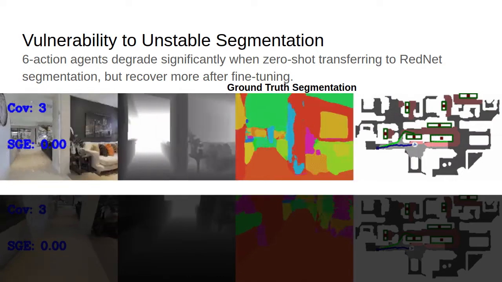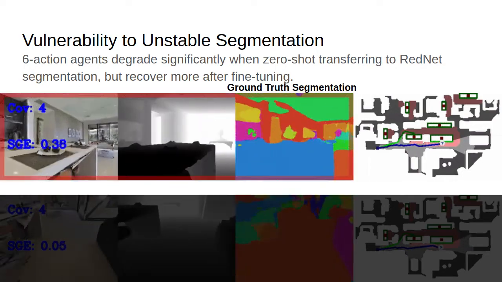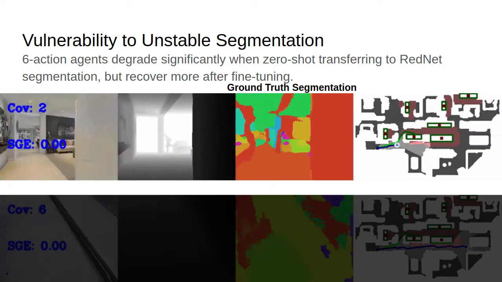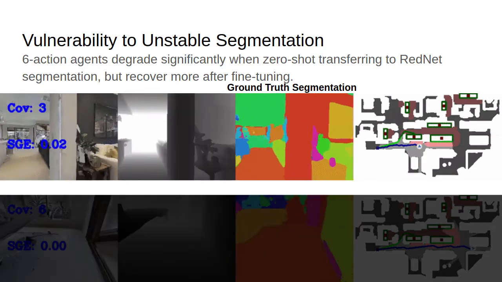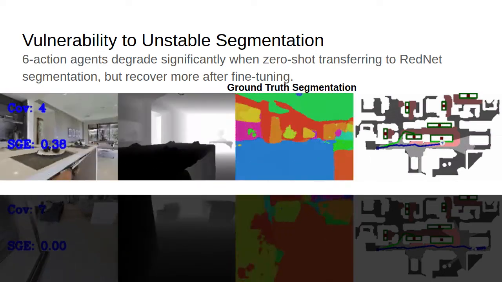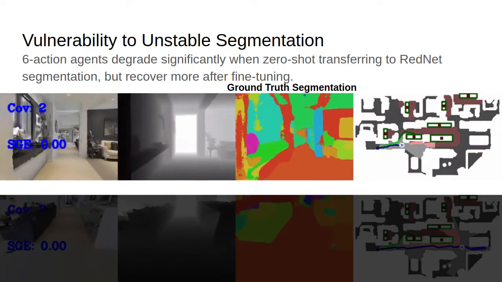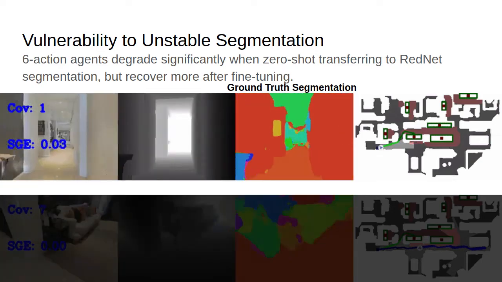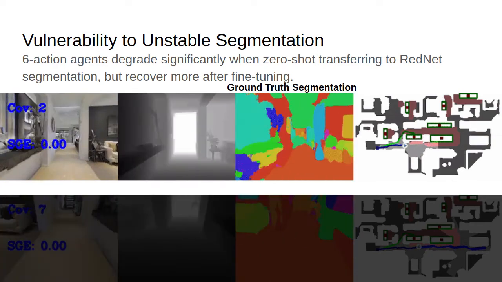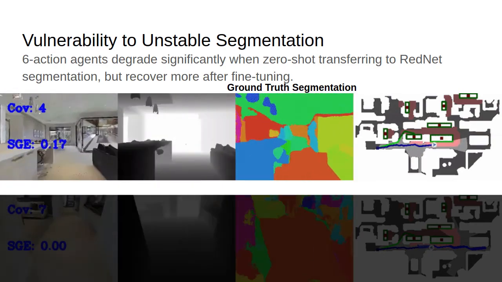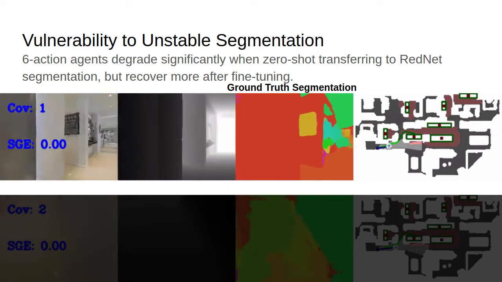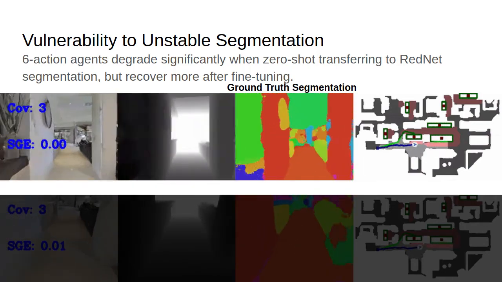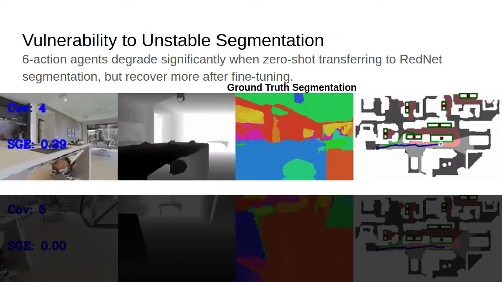We next consider how our agent fails. In our full work, we discuss semantic segmentation failures in addition to agent reasoning and planning failures, but here we focus on semantic segmentation. Here we show the same 6-action agent performing the same episode with and without ground truth segmentation. In this first clip, we see that the agent navigates successfully to the counter. Naturally, providing RedNet segmentation instead of the ground truth to the agent does appear to degrade performance.